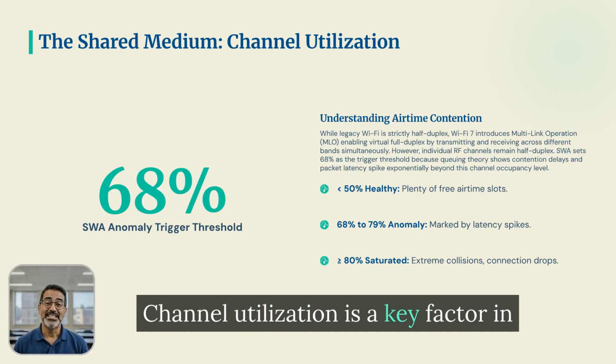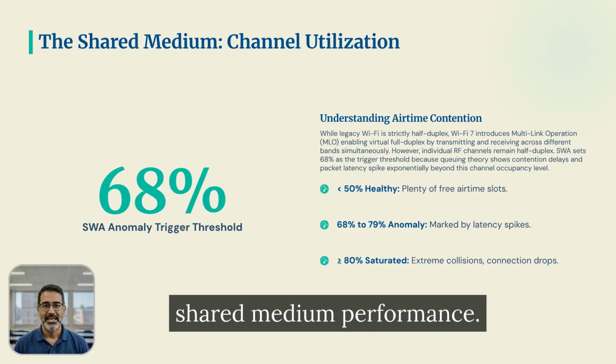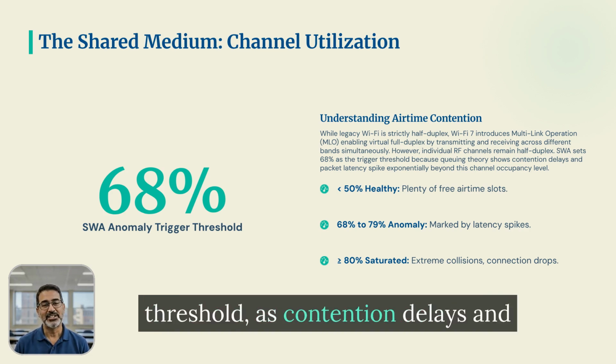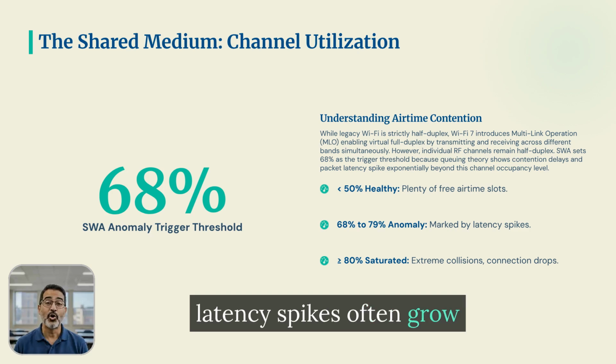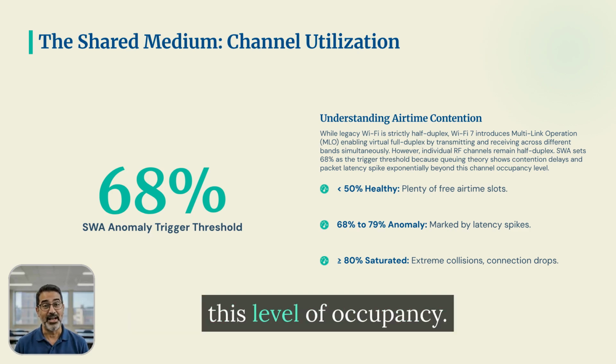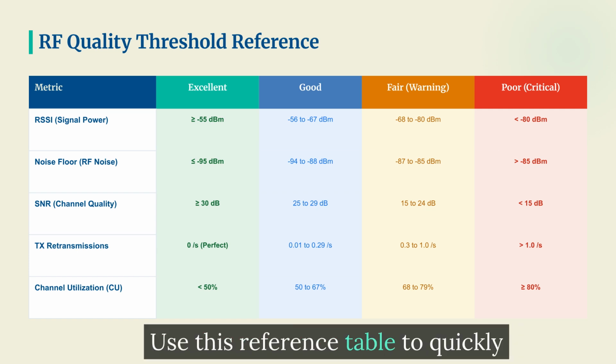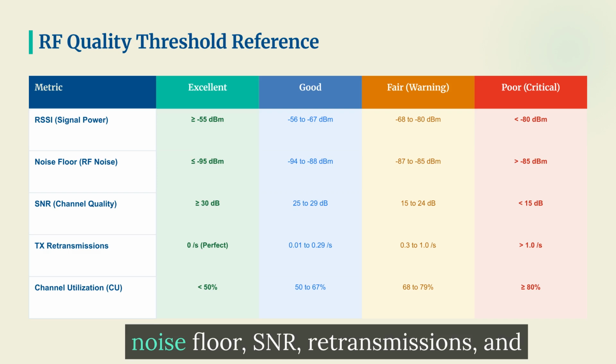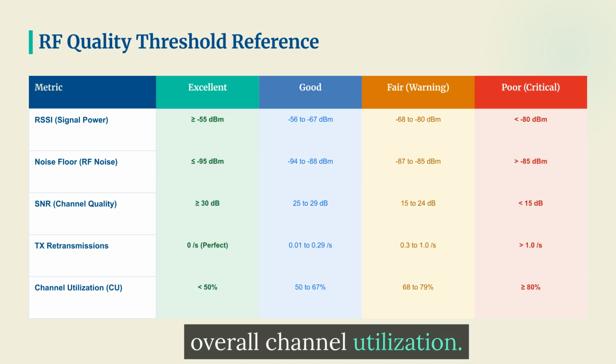Channel utilization is a key factor in shared medium performance. SWA uses 68% as a critical trigger threshold, as contention delays and latency spikes often grow exponentially once a channel reaches this level of occupancy. Use this reference table to quickly determine the health of your RF environment based on metrics like RSSI, noise floor, SNR, retransmissions, and overall channel utilization.